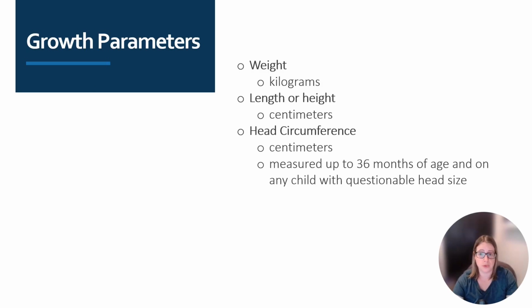So the parameters for growth, as I mentioned, include weight, which is going to be measured in kilograms. We're looking at length or height, and that's going to be measured in centimeters. And the only difference between length and height is whether or not that child can stand. If they can stand and they're vertical, then we're talking about height. If they are still laying and they're recumbent, then we are going to call it length. And then the other thing that we're going to be measuring is head circumference. We usually measure this up to about 36 months of age in centimeters as well. We'll follow up more later in life if there is questionable head size.